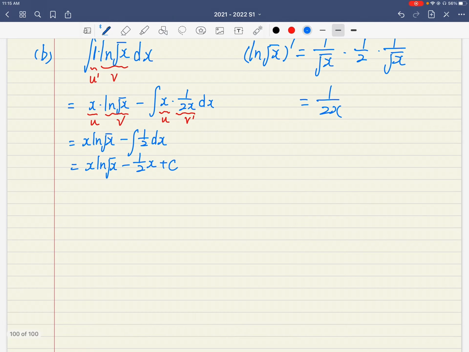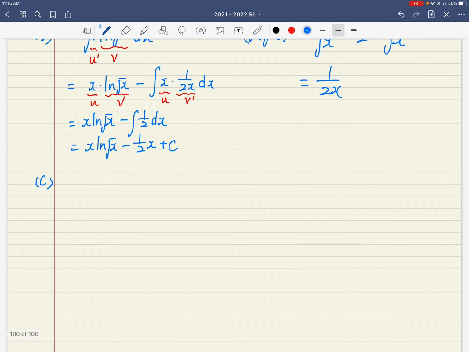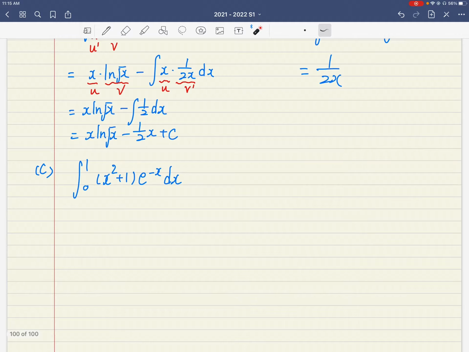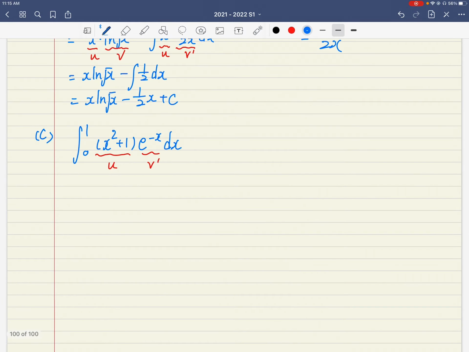Okay, part C. Part C, you integrate from 0 to 1, x squared plus 1 times e to the power of negative x. Again, it's very hard to do the integration, but if I keep differentiating this part, after I differentiate it twice, I will make it disappear. Then this part is very easy to integrate. So that's why I let this be my u, and let this be my v's derivative. It's just easier.